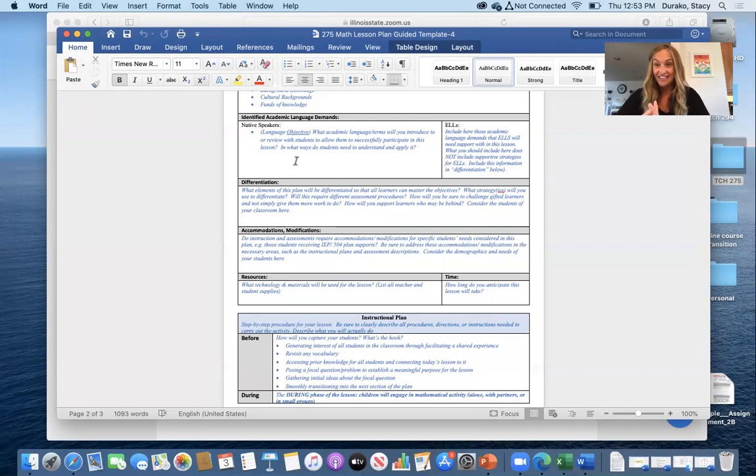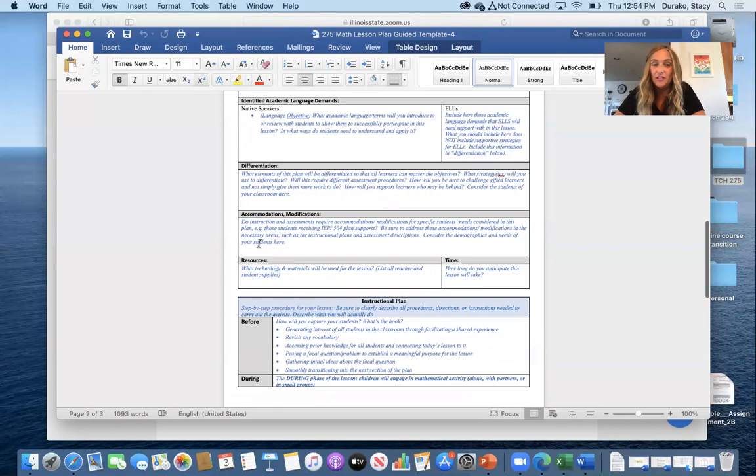Okay, now we have our differentiation. So what elements of this plan will be differentiated so that all learners can master the objectives? So what strategies will you use to differentiate? Will this require different assessment procedures? How will you challenge those who are already reaching the material? Sometimes we forget about those who are exceeding, and how will you challenge them?